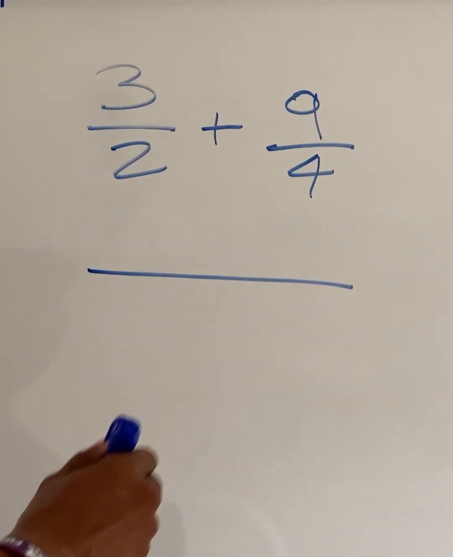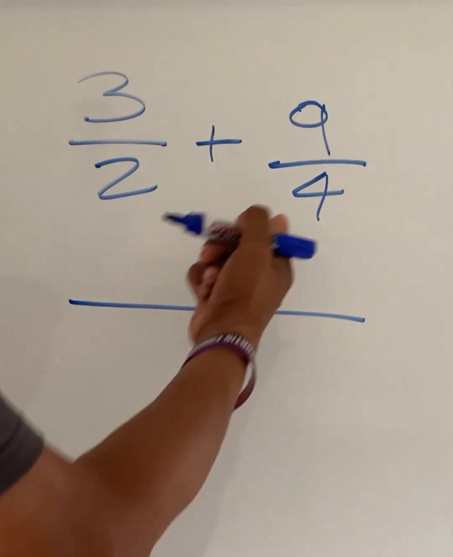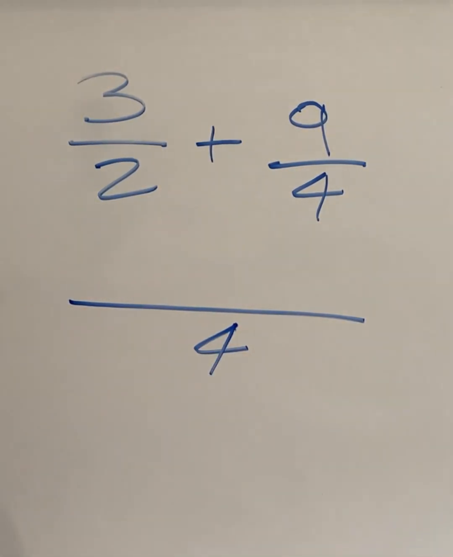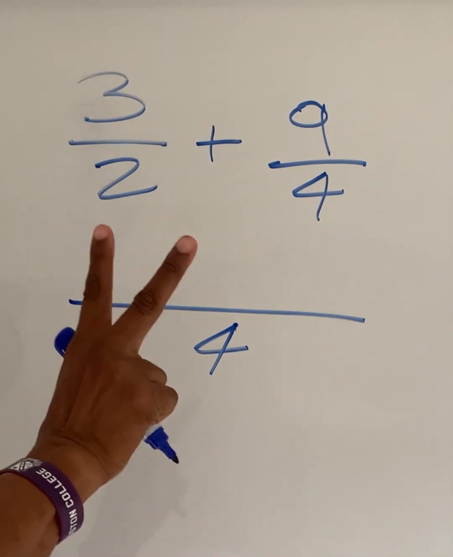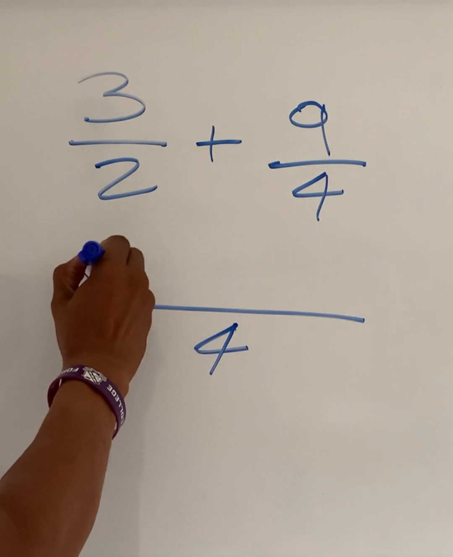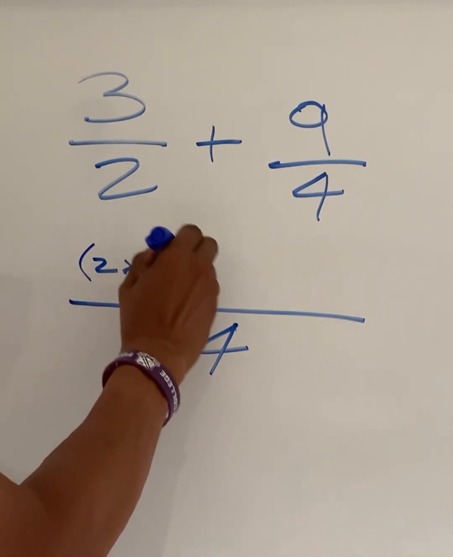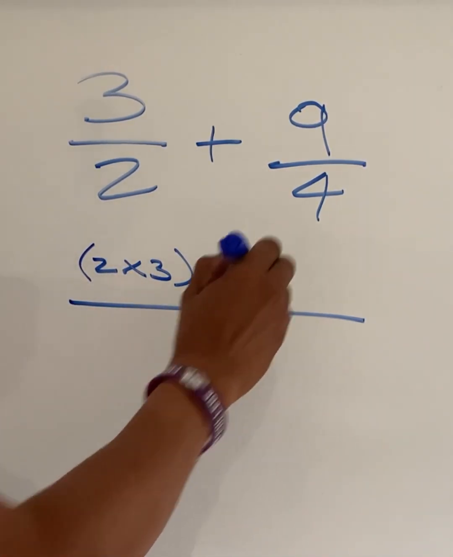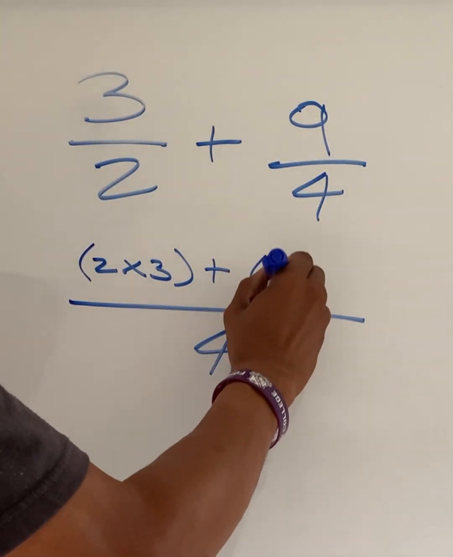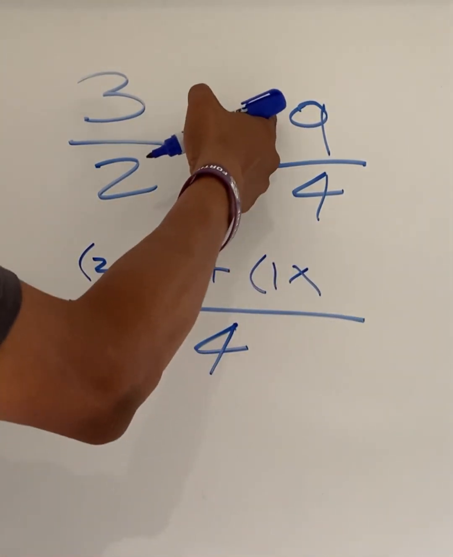First, what we do, we find our lowest common multiple. And the lowest common multiple for 2 and 4 is 4. So we do this. 2 into 4 goes 2 times. 2 times 3 equals 6. Let's break it down. 4 into 4 goes 1 time. And we multiply that 1 times 9.